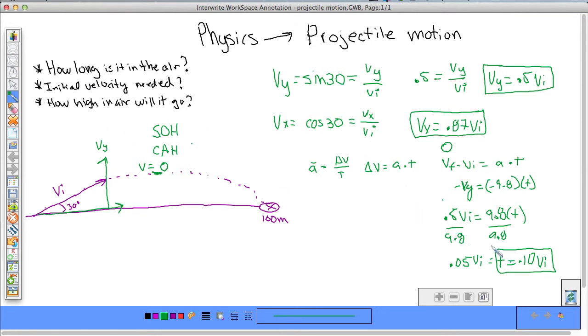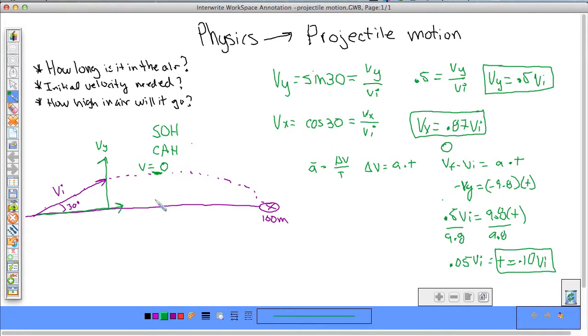How high will it go? Maybe I'll just use half of it, right? But the total time is going to be the time it takes for this velocity to become 0, and then for this velocity to become the same going back in the negative direction because of gravity. All right, so here we are. So time equals 0.10 times my initial velocity.